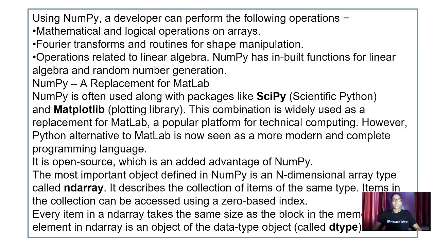The next point is Fourier transformations, and it is also used for shape manipulation. Third, it is used for operations related to linear algebra, statistical operations, and multi-array algebra. NumPy has inbuilt functions for these and for random number generation. And the most important thing, NumPy has replaced MATLAB nowadays because it has a lot of advantages over MATLAB. It combines all the packages in one, so it has replaced MATLAB in various different streams.